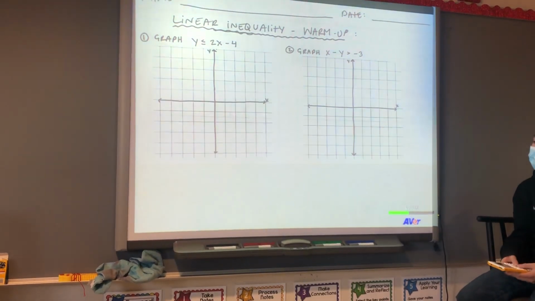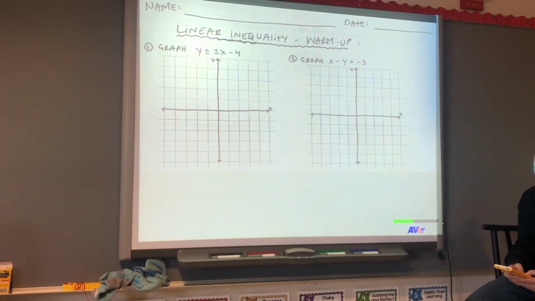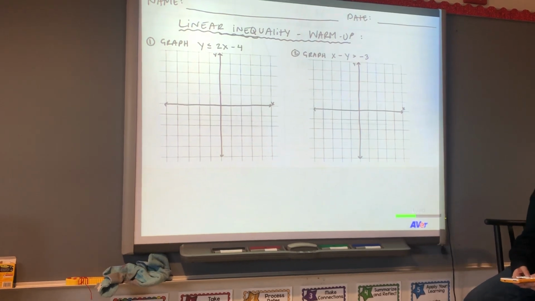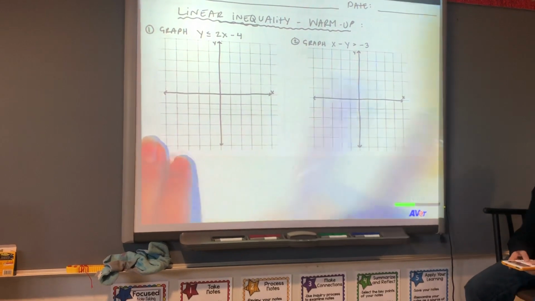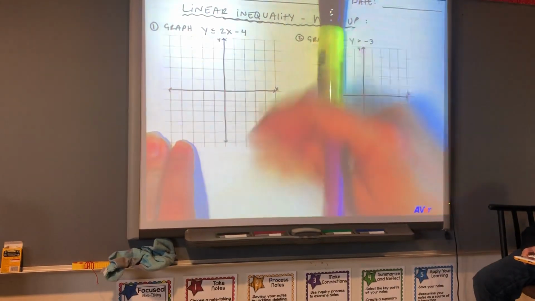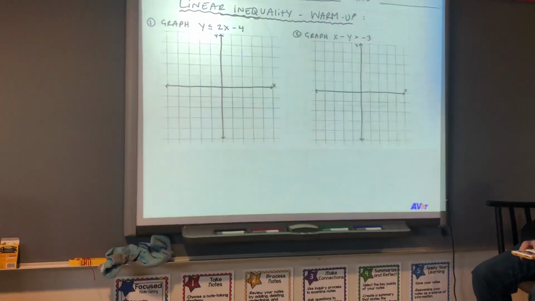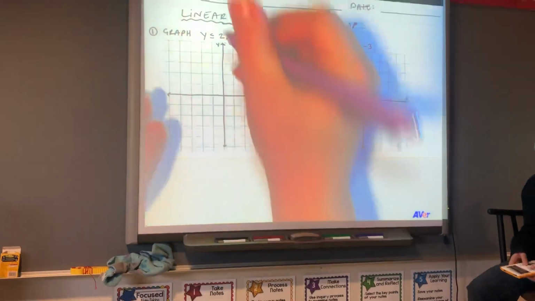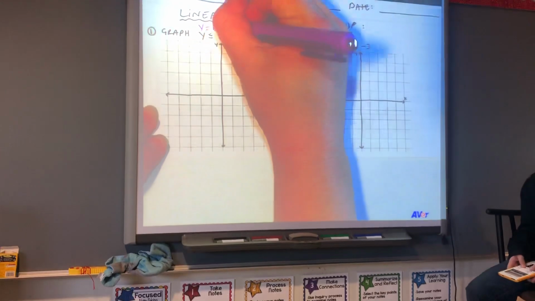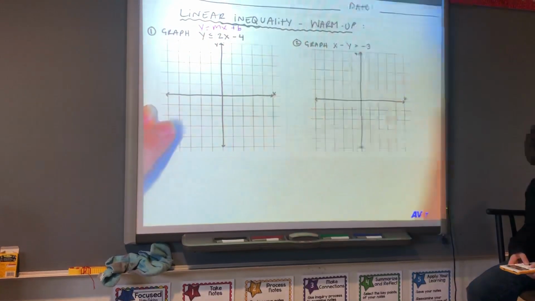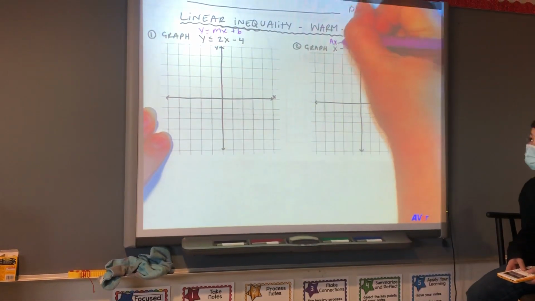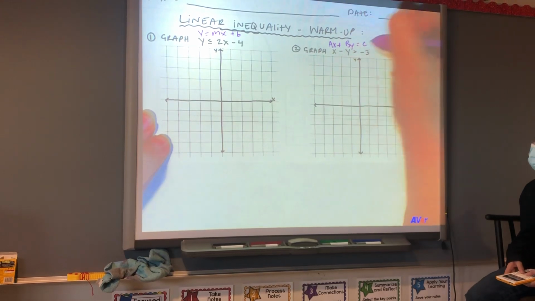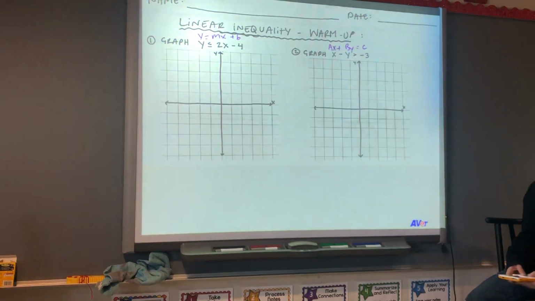Okay, today we're learning about linear inequalities and how to graph them. We know that linear inequalities have an inequality symbol instead of an actual equal sign. We also know that y equals mx plus b is set up like this, and they create lines. And ax plus by equals c is set up like this, and it creates a line also.